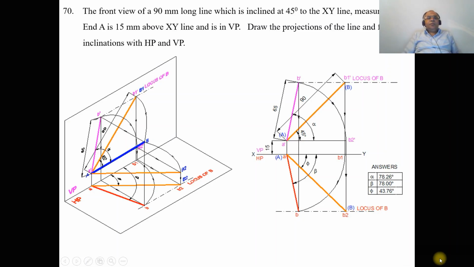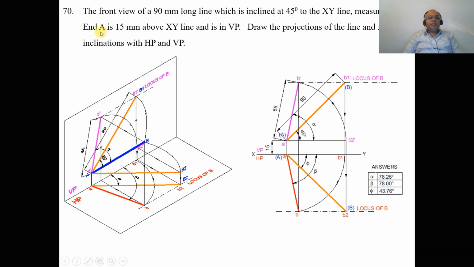Now, in this video, we are going to take up one more problem on projections of lines, the problem number 70, and analyze how to solve it by using the sketchbook. The front view of a 90 mm long line, which is inclined at 45 degrees to the XY line, measures 65 mm. The end A is 15 mm above the XY line and is in the vertical plane. Draw the projections of the line and find its inclinations with HP and VP.